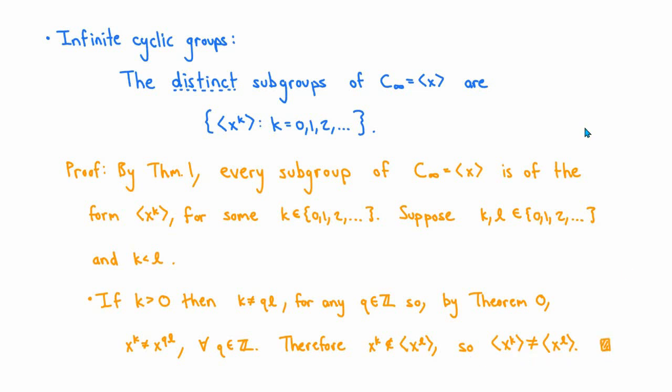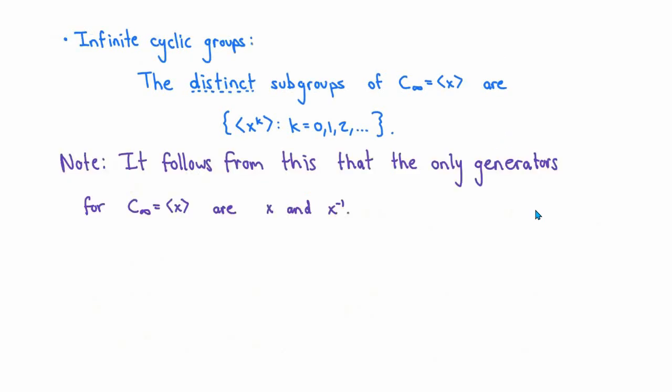That completes our characterization of the collection of all subgroups of an infinite cyclic group. Now, one more thing that I want to point out about this before we move on is that it follows from this characterization that the only generators for the infinite cyclic group generated by x are the elements x and x inverse. Now, to see why that's true, let's suppose that the infinite cyclic group is generated by x to the l for some integer l.